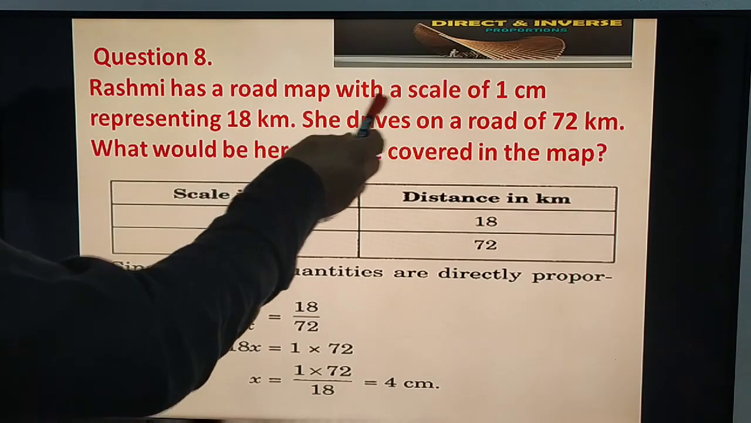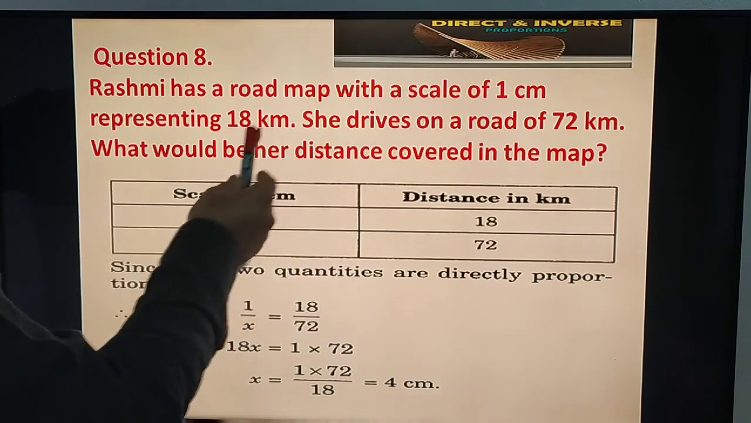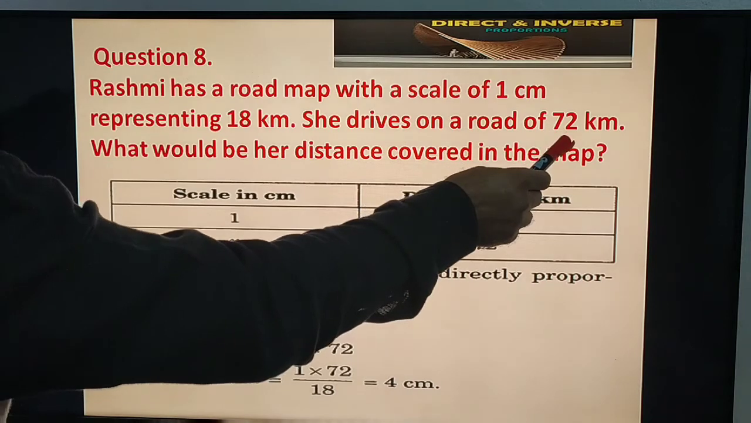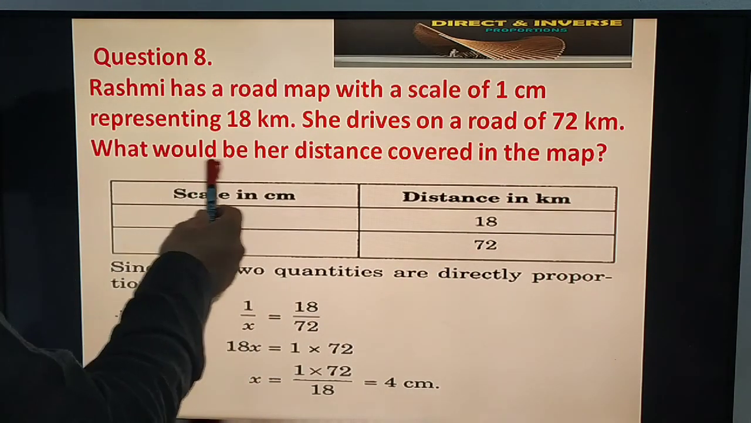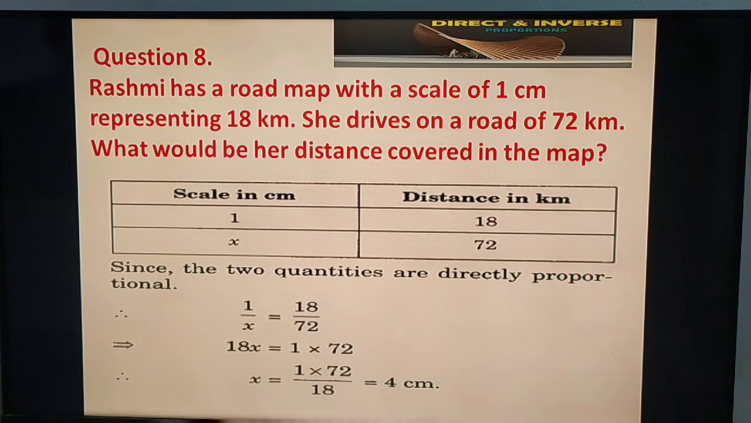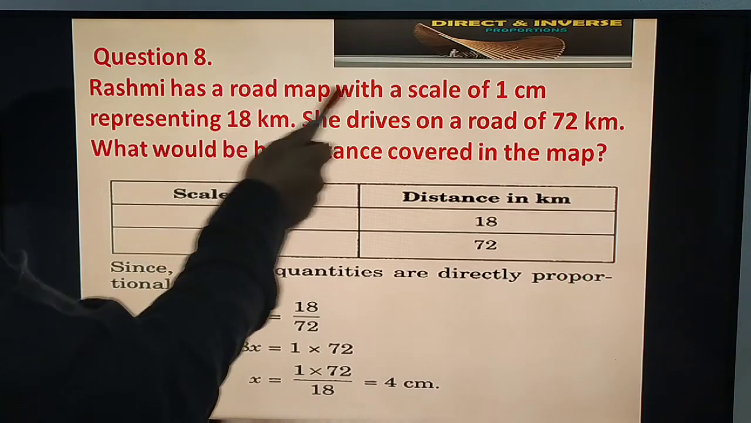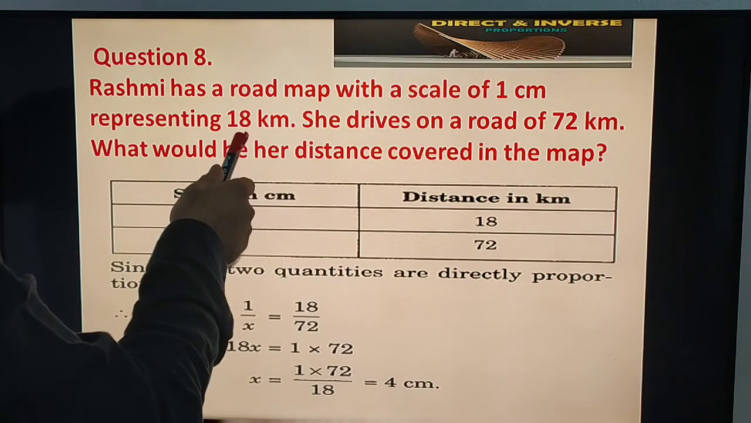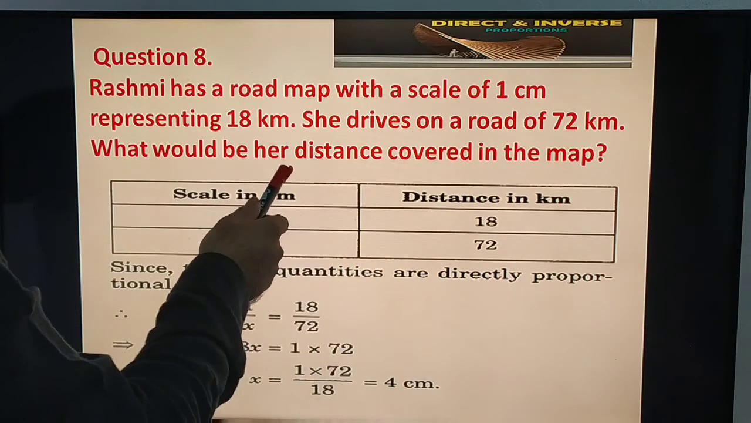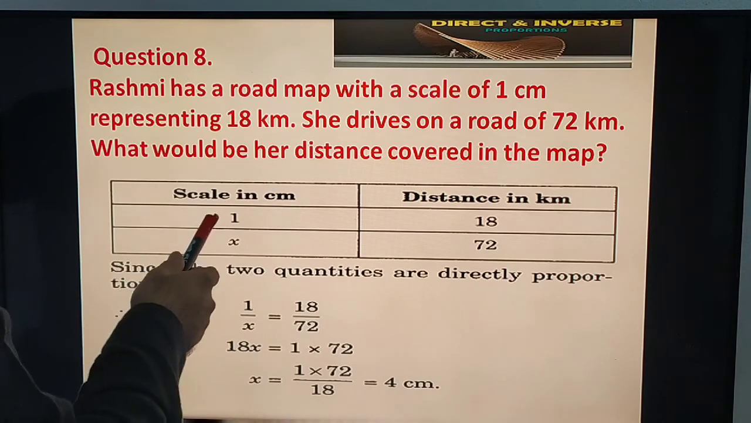Now, Rashmi has a road map with the scale 1 centimeter representing 18 kilometer. If she drives a road of 72 kilometer, then what would be her distance covered on the map? In a map you know that the scale is a miniature of the actual distance. So in the road map, 18 kilometer represents 1 centimeter. So how much does 72 kilometer represent in the road map?